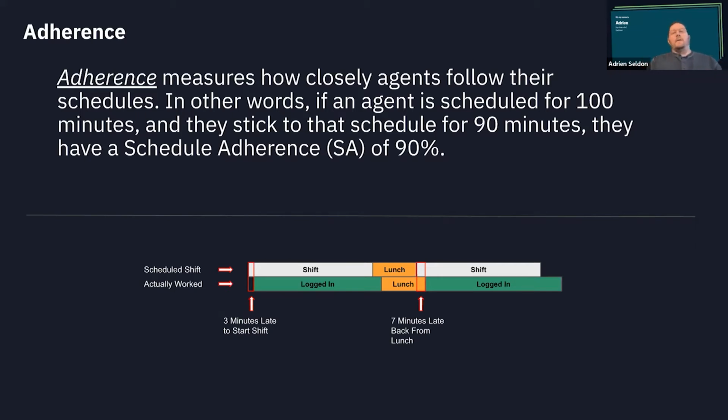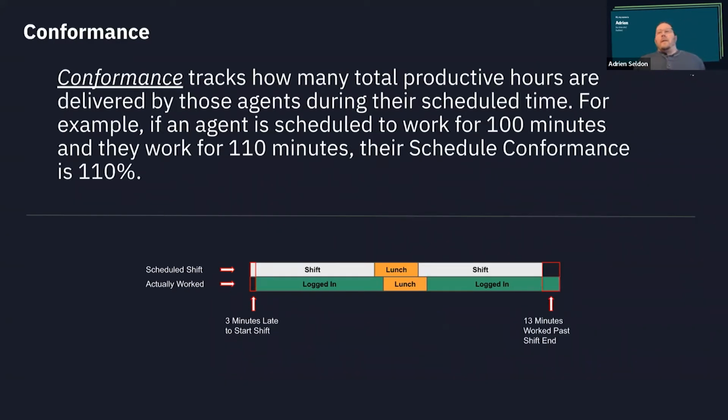As you can see, you scale this up to hundreds or thousands of agents. They don't only log in, go to lunch, and then log back on. They have many different things they do throughout the day. It can get a lot more complicated in this example here. So I'm going to just jump over to, let's call it, the cousin to adherence here.